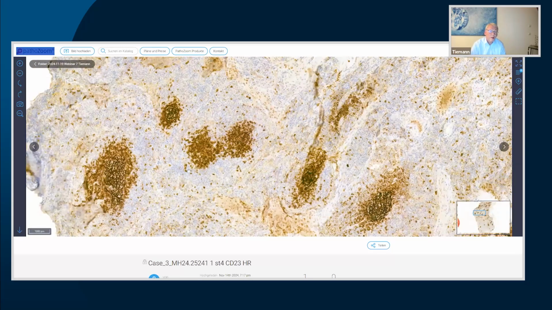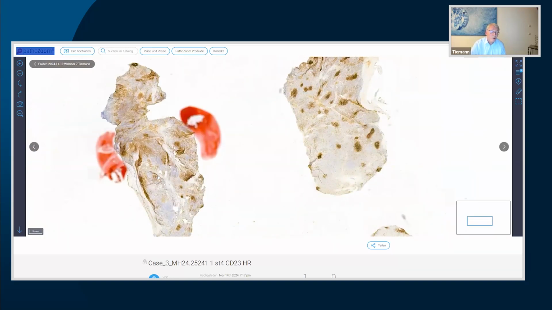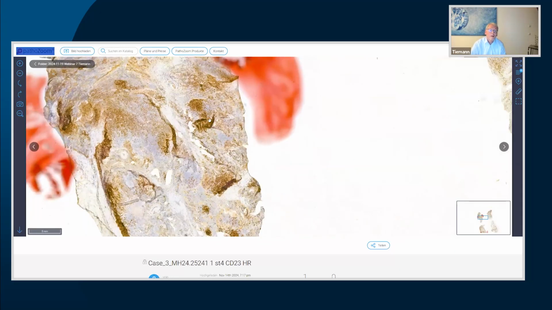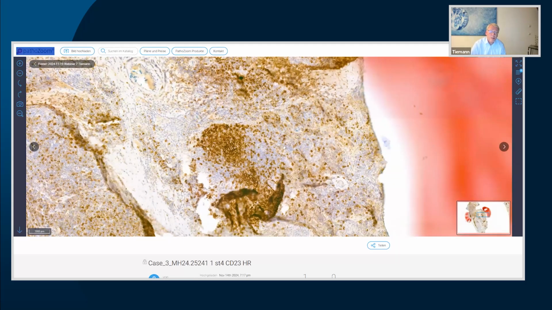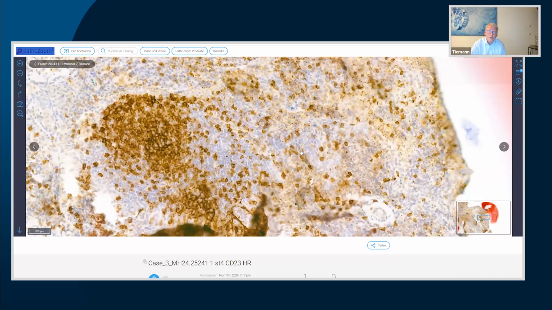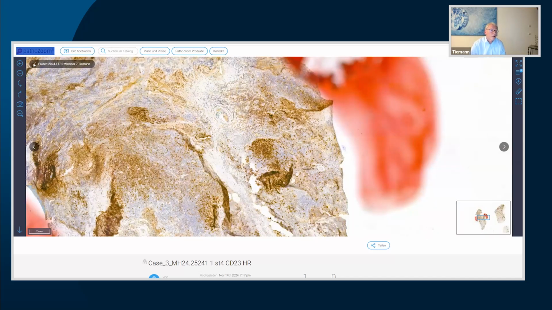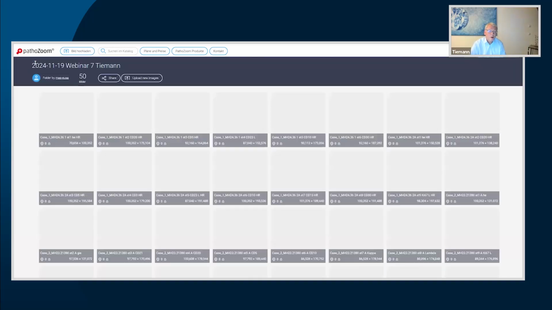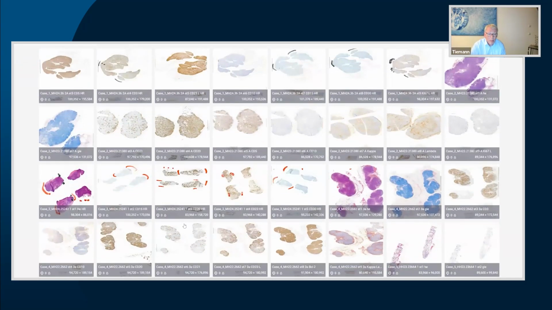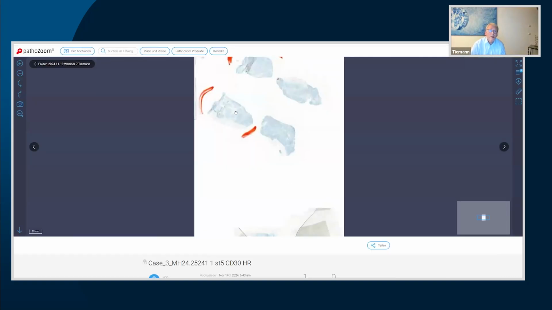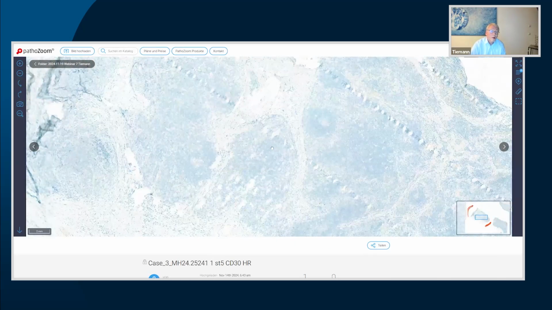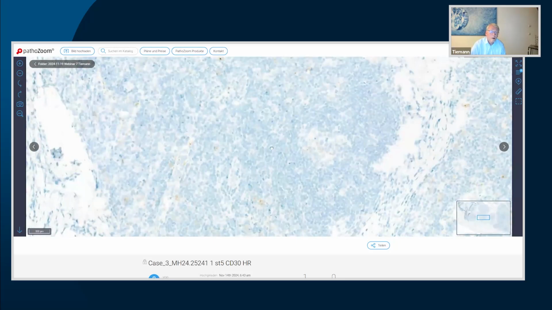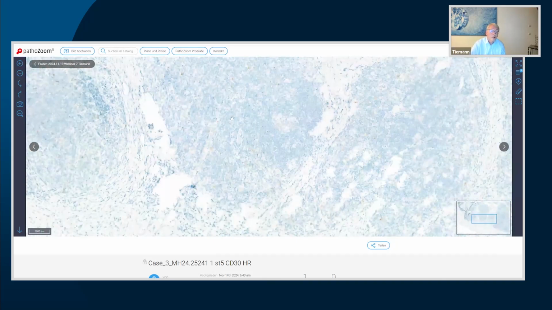No increased number of centroblasts. And here, some B cells intermingled in the interfollicular area. And then we should have a short look at CD30. And the CD30 here. Yes. Some smaller CD30 positive lymphatic cells.